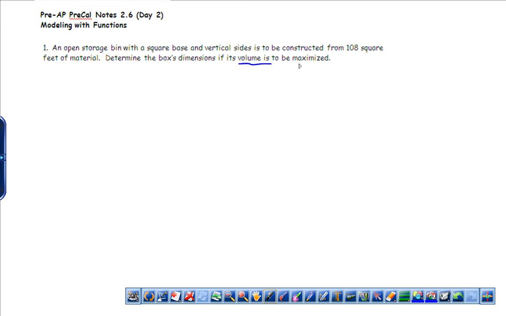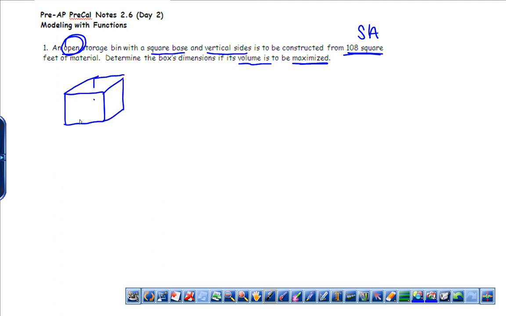Okay, so we're looking at volume, and I want to maximize at the end. So it looks like we've got an open box, square base, vertical sides. We've got 108 square feet of material. That is surface area. All right, let's look at a box here, so we can try to draw one. Okay, we know that the box is open. That's important. We've got a square base. So let's see what we can work with here.